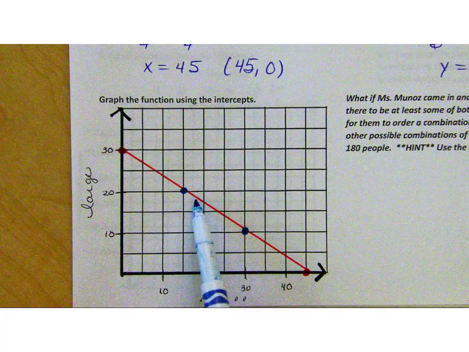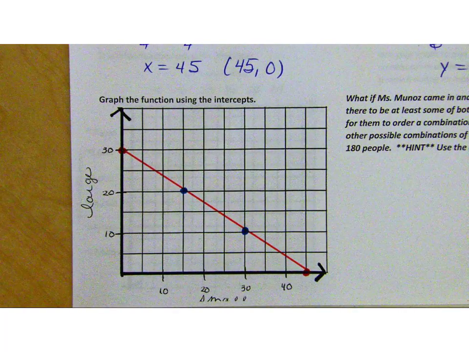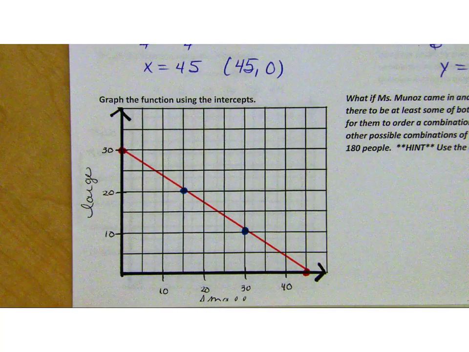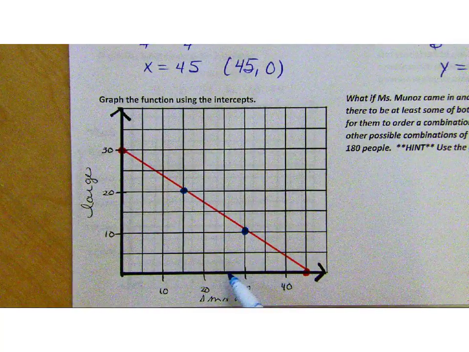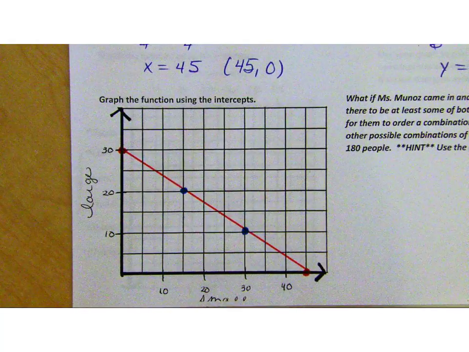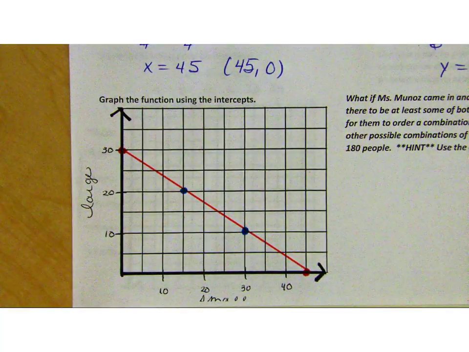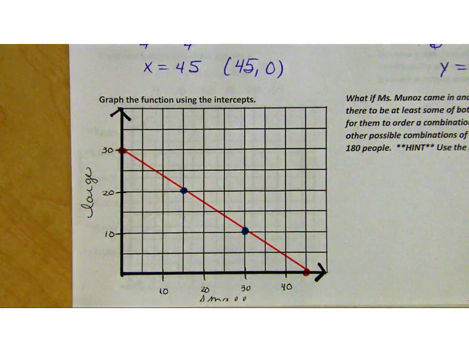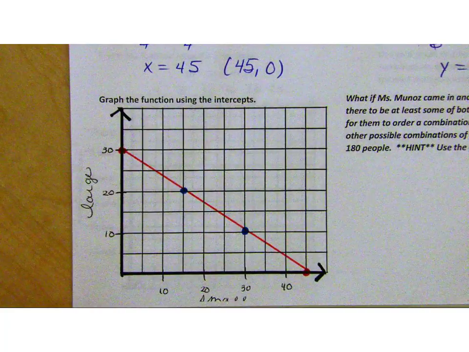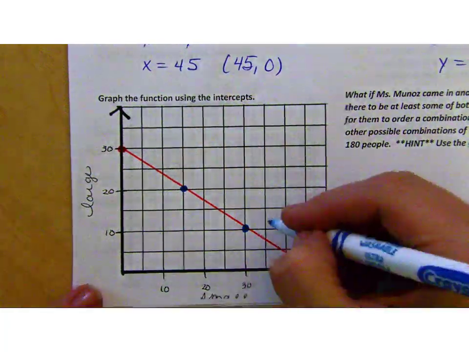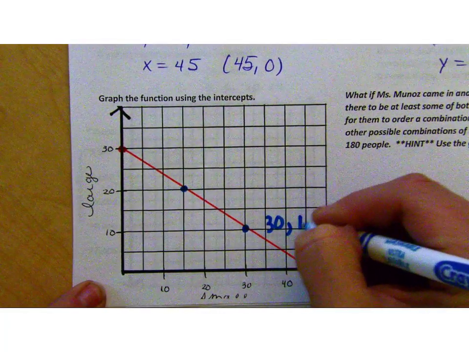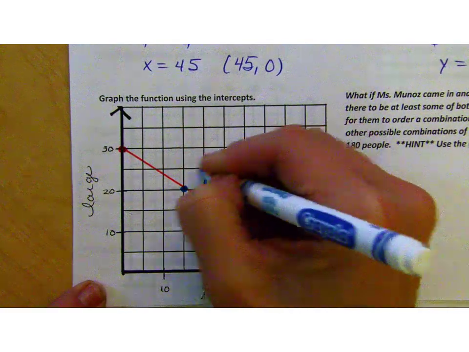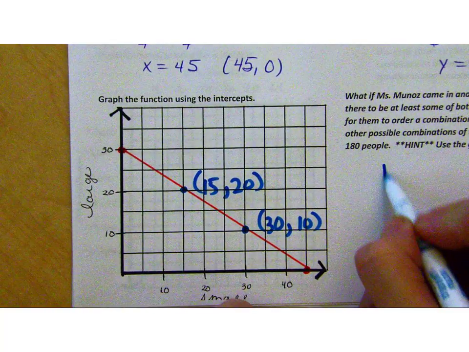Yes, Chloe? That, yes. And that, yeah, you could look at that. 25, 15. That one, I don't think that one would work. Well, you know what? If you want to check it to see if that would work, how could you? You would just plug those in for x and y and see if it equals 180. I'll show you what I'm talking about. So let's take a look at this point right here. This is 30, 10, and this is 15, 20. Okay? So I have 15 small and 20 large, or 30 small and 10 large.